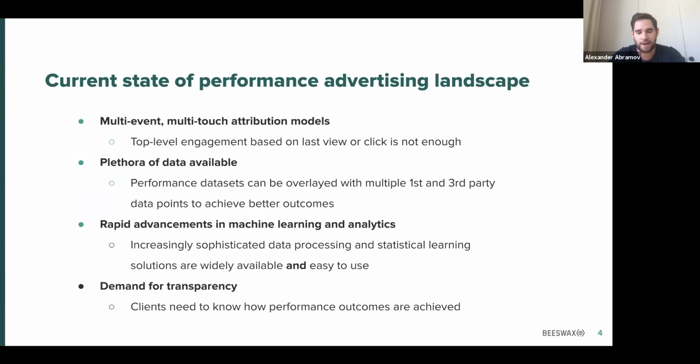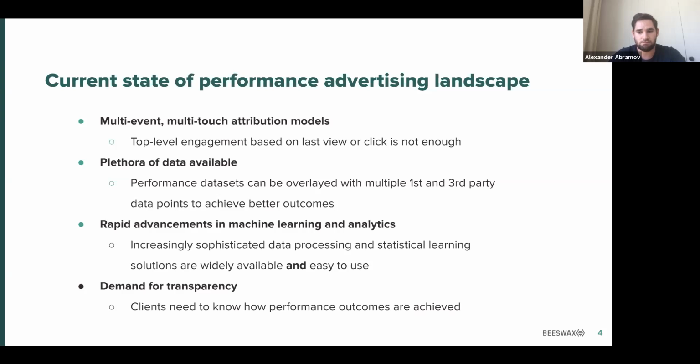So for a number of reasons, all related to the challenges and the characteristics of what performance campaigns entail today. So to begin with, single level attribution models no longer really work, right? All modern campaigns are tailored towards down the funnel engagement and positive return on ad spend, and that requires a multi-event and multi-touch attribution model. Secondly, we have more data now than we've ever had, right? Traditional performance data sets can be overlaid with multiple first and third-party data points that can better inform your buying decisions and better predict what types of traffic lead to desirable outcomes.